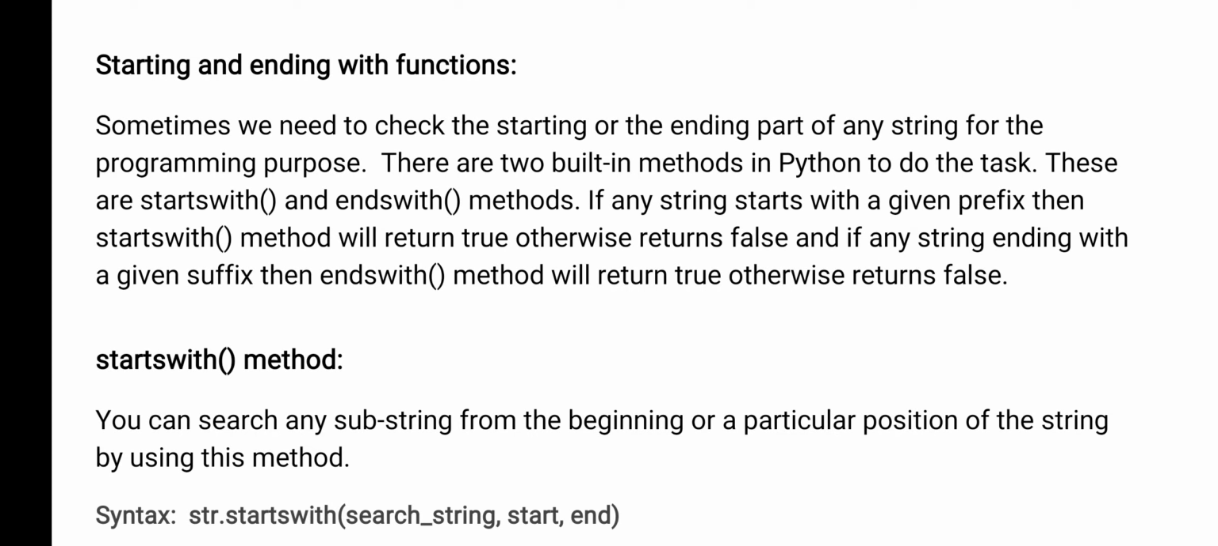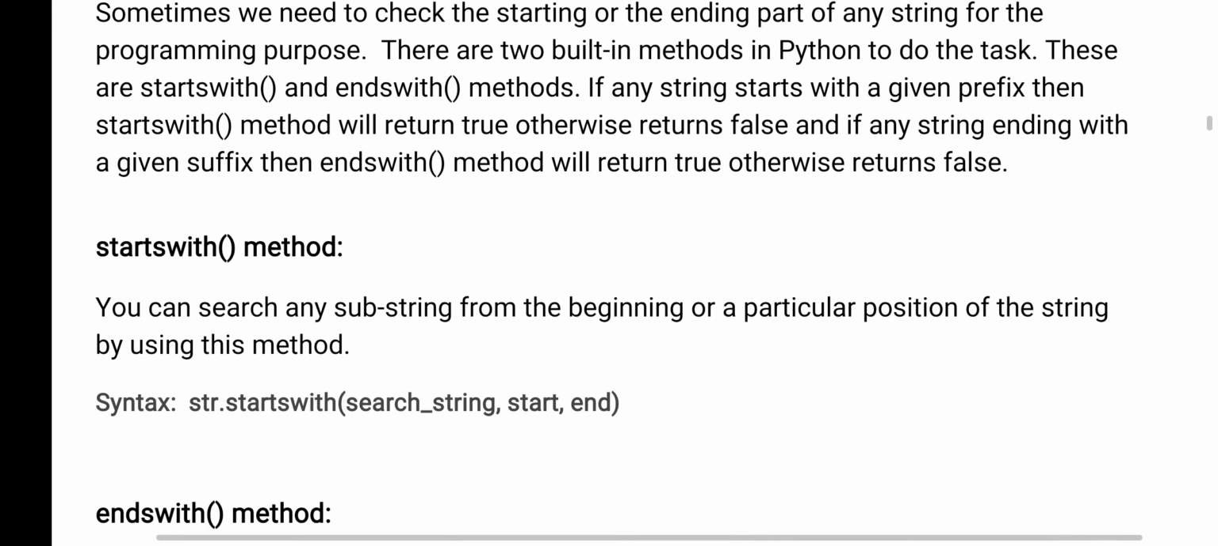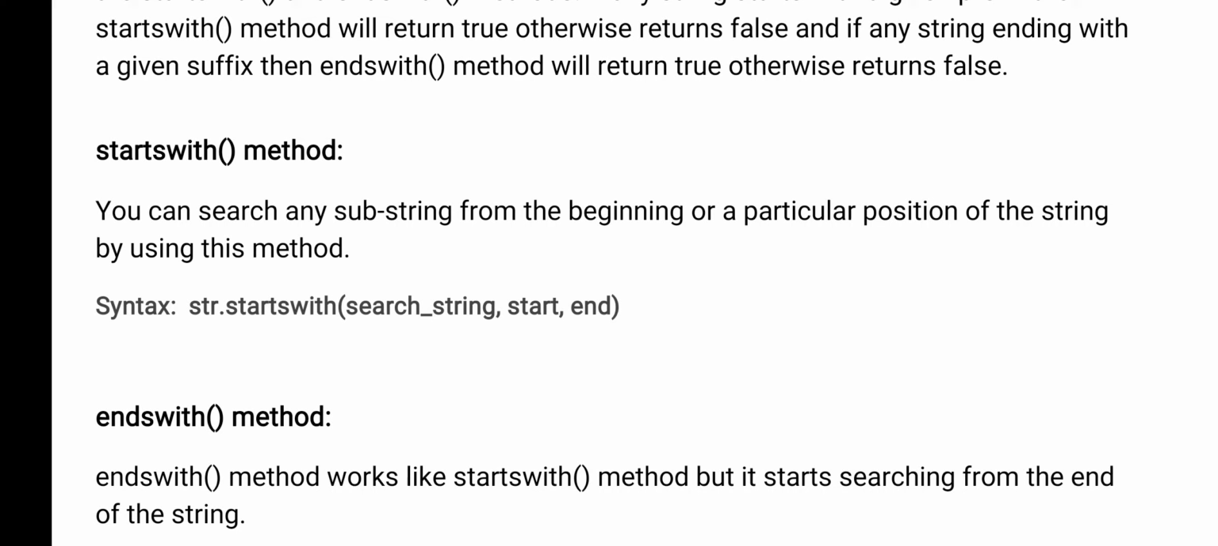If anything starts with a given prefix, then the startswith method will return true, otherwise it gives false. Startswith and endswith give only a boolean result, either true or false. If any word starts with the prefix you have given, it gives true, else it gives false. Now we'll discuss the first method, startswith. You can search for any substring from the beginning or a particular position of the string by using this method.